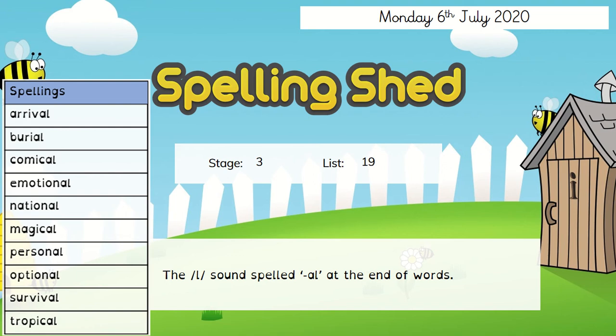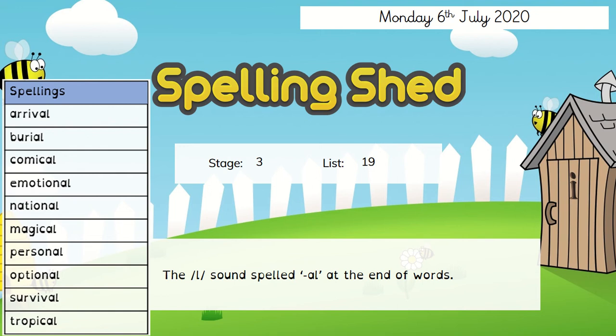Today's date is Monday the 6th of July and we're looking at a new rule this week. This week we're looking at the UL sound, spelled A-L at the end of words. Here are our spelling words for this week. See if you can hear the UL sound at the beginning and spot the spelling of that as A-L.